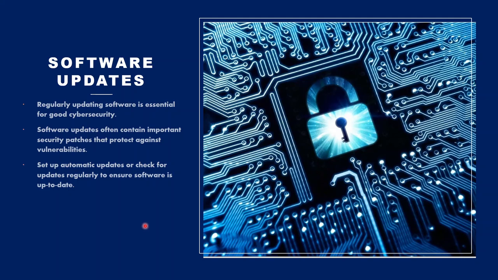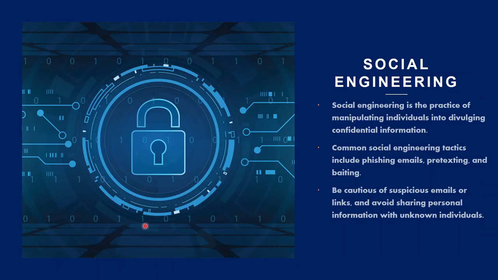So next, software updates. Regularly updating software is one of the essential things for good cybersecurity. Software updates often contain important security patches which protect against vulnerabilities, and you ideally should set up automatic updates or check for updates regularly to ensure software is up to date. Devices in modern day like iPhones and MacBooks do this automatically, but if you have a Windows computer, you need to manually upgrade it from time to time, so remember to do that.